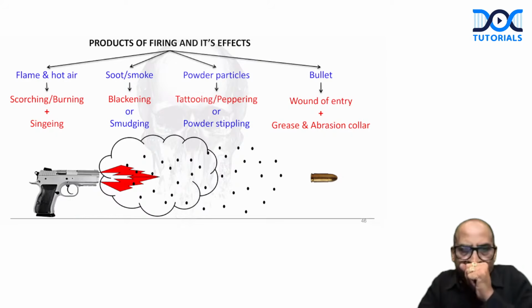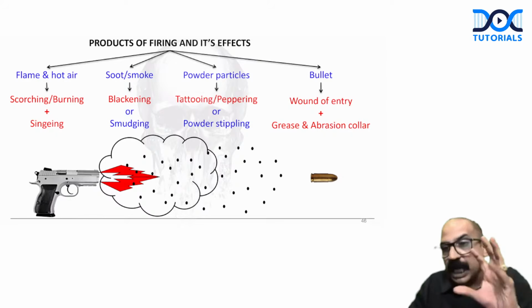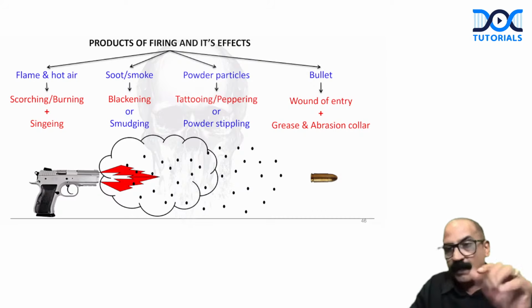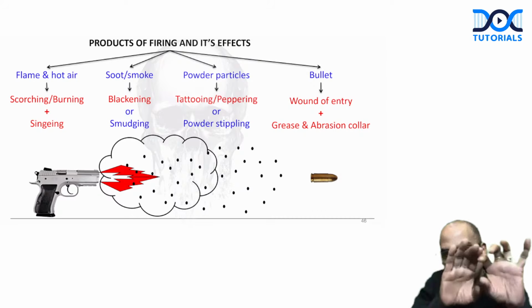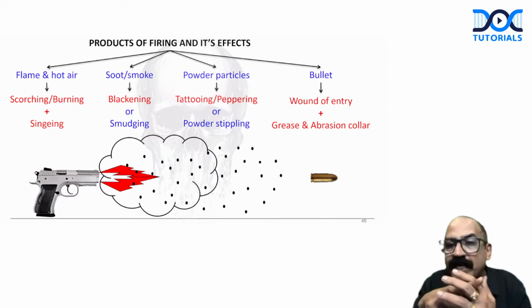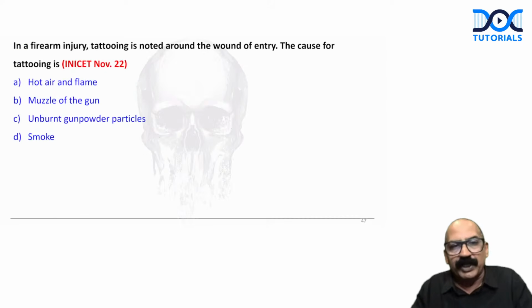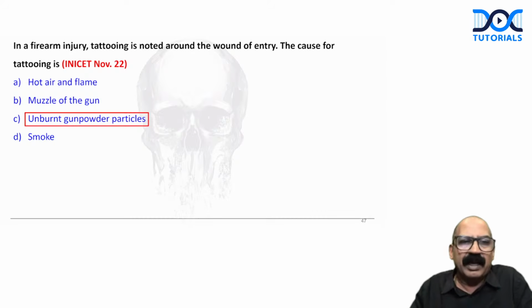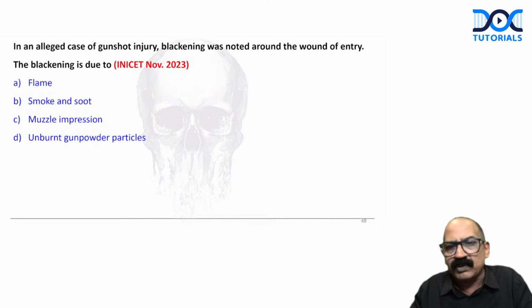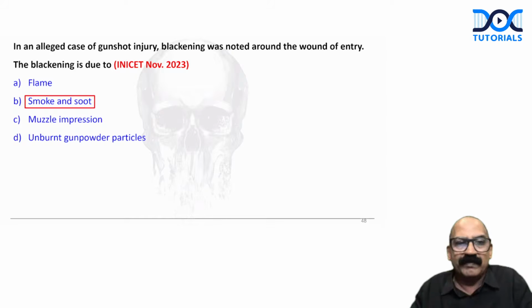The grease collar is residue from the barrel. When the bullet comes out, this residue is on the surface of the bullet and gets wiped at the wound of entry, so it is also known as bullet wipe. In a firearm injury, if tattooing is noted around the wound of entry, the cause of the tattooing is unburned gunpowder particles. Very easy question. In a gunshot injury, if blackening is noted around the wound of entry, blackening is due to smoke and soot.